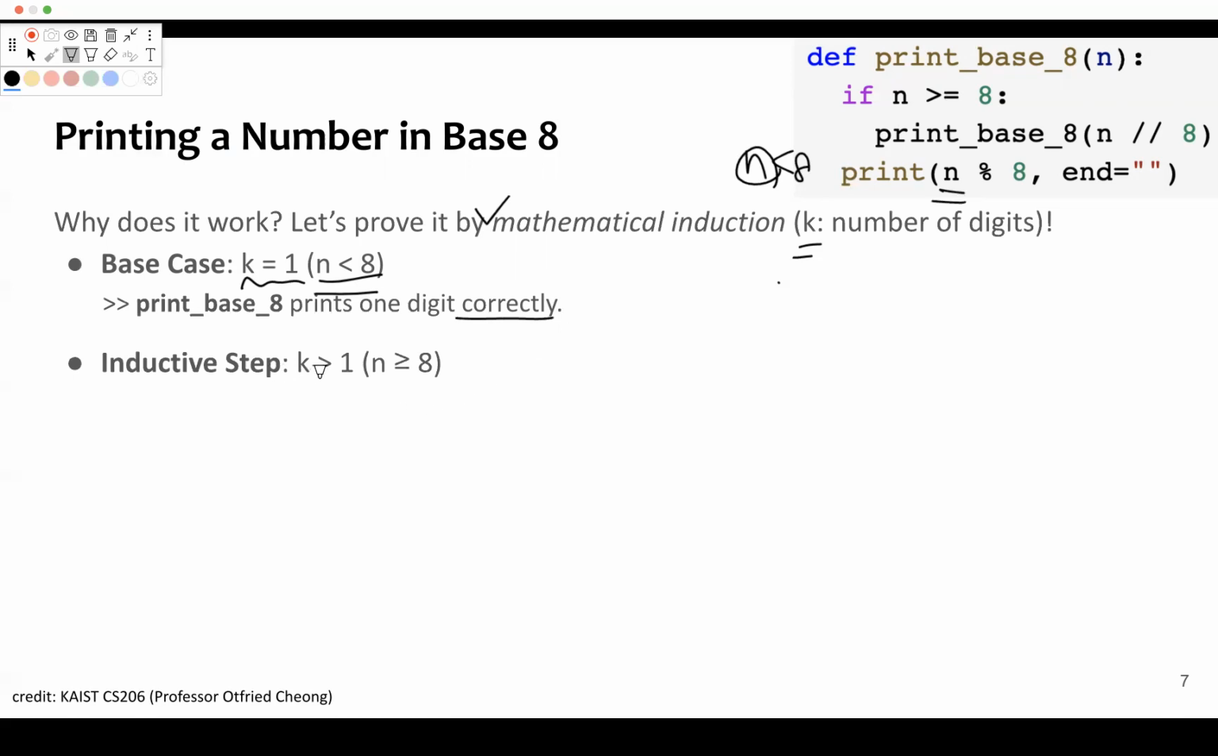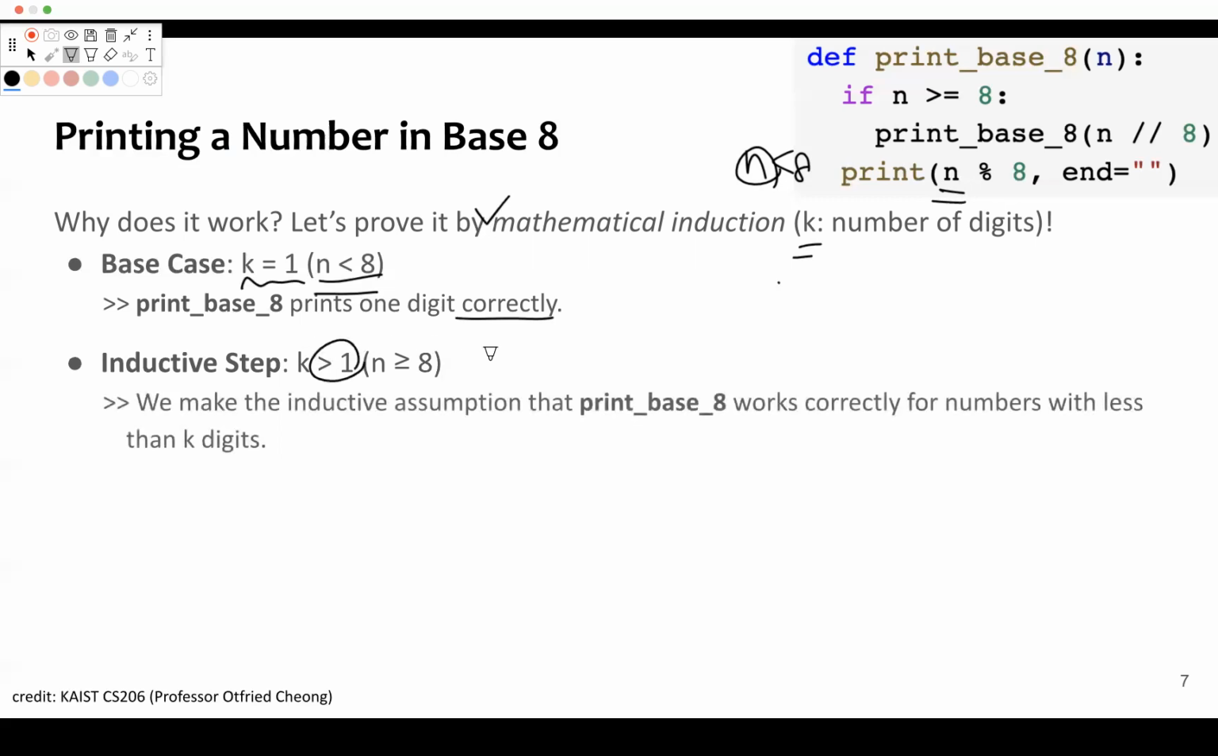And let's prove the inductive step. When k is larger than 1, so it has more than 1 digit, we make the inductive assumption that print base 8 works correctly for numbers with less than k digits. So this will work for any number with less than k digits, so maximum k minus 1 digits.